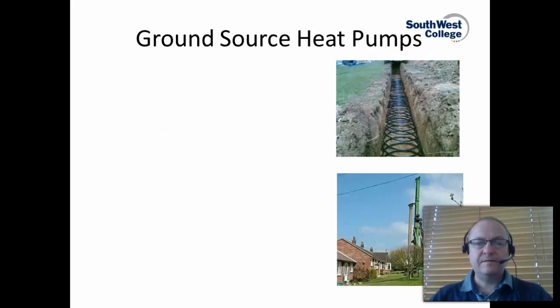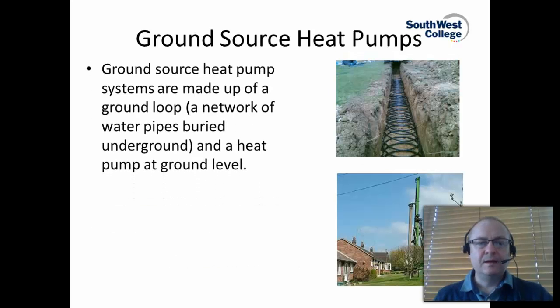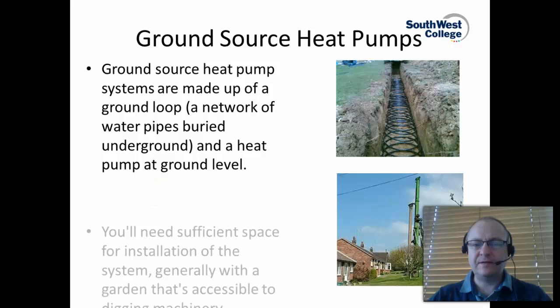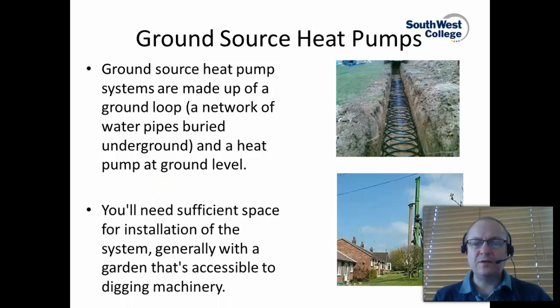So, just in final summary then, ground source heat pump systems are made up of a ground loop, which is basically a network of water pipes buried under the ground, and a heat pump at ground level. And basically you'll need sufficient space for installation of the system, generally with a garden that's accessible to digging machinery. And that gives you an overview of the aspects of a ground source heat pump and the requirements that you need to have to install one on a domestic property.